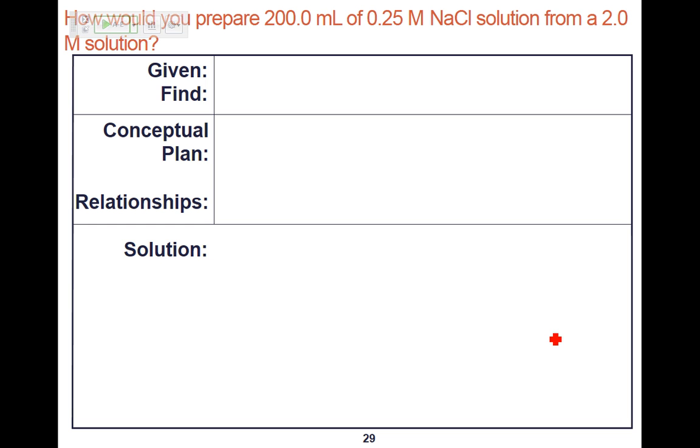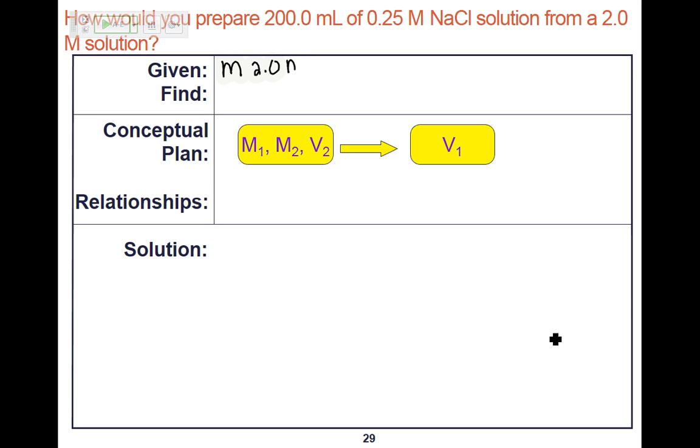So I am given, in this case, M1, and I am given V2 and M2. That's really important. I'm looking for the amount V1 that I need to take out to then dilute. So in this case, I need to find V1. I'm given M1. M1 is my bigger concentrated, my more concentrated solution.